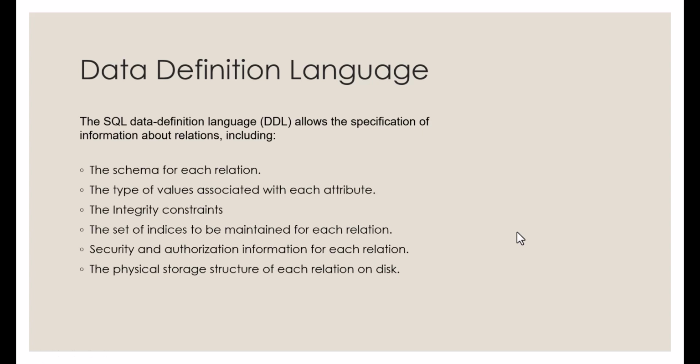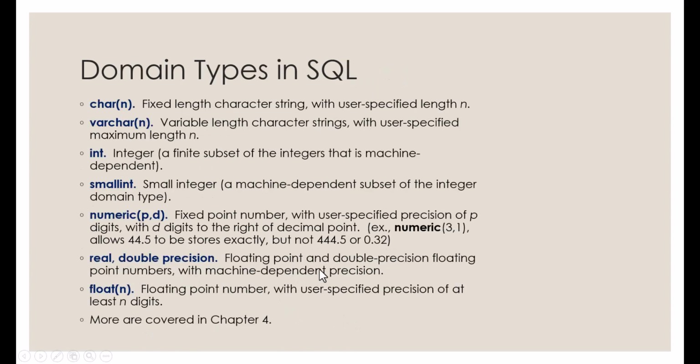Okay, so data definition language, short for DDL, allows the specification of information about a certain relation. This includes the schema of each relation, the types of values associated with each attribute, so this is the type of data type that we have to indicate, and the physical storage structure of each relation on the disk.